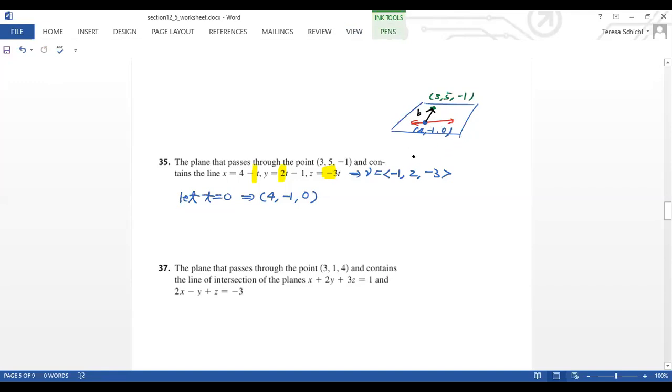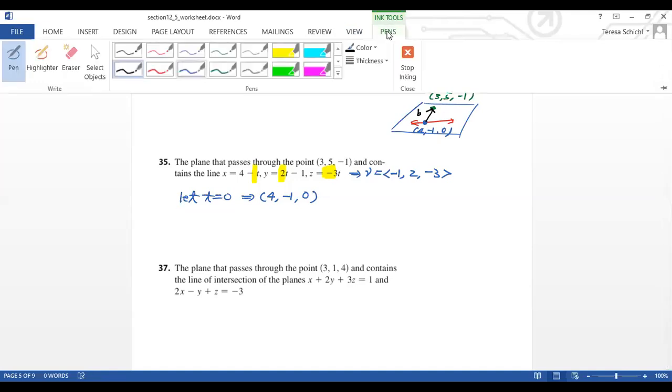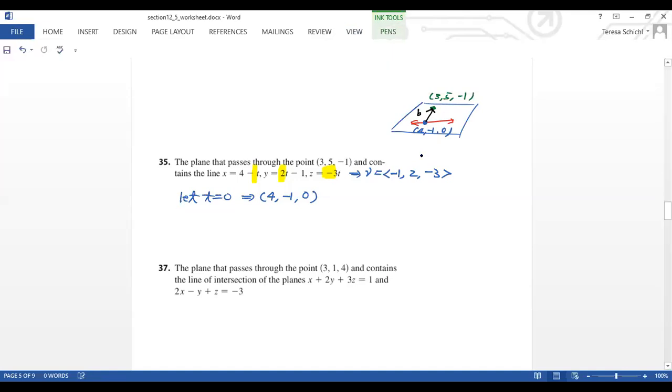Why do I want to do that? Because in order to find the plane, I need the normal vector. How do I produce a normal vector? I need to find a vector that is perpendicular. So I need to find two vectors and then take their cross product to give me the normal vector, right? So now my B vector will connect these two.